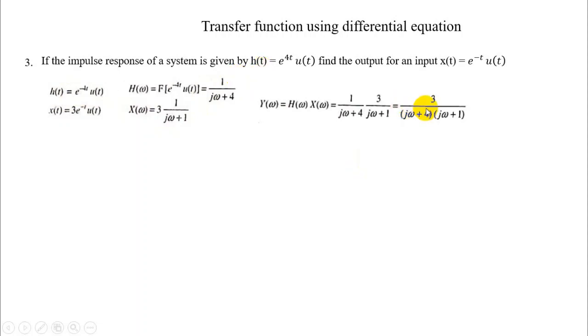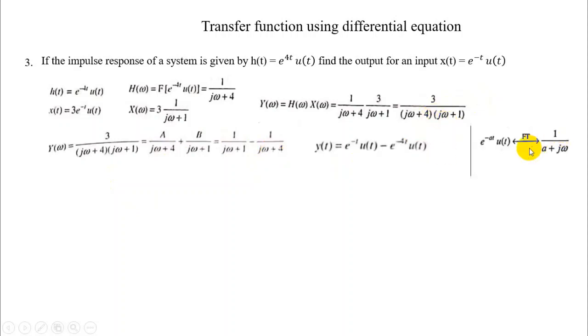After multiplying, in the similar fashion, after partial fractions, we will get the values of A and B. After putting the values of A and B, we need to take the inverse Fourier transform, and in this way we can determine y(t) using these properties.